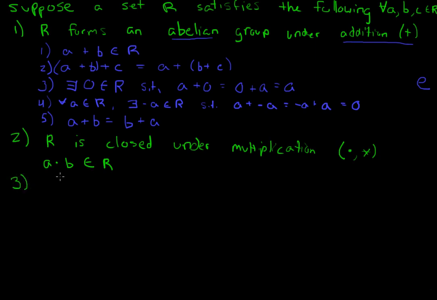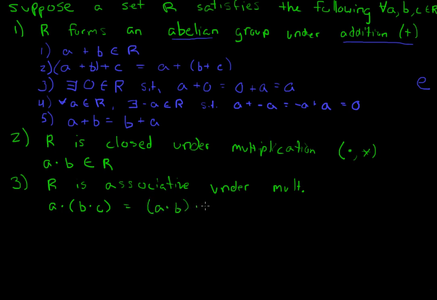3. R is associative under multiplication. Associative under, I'm just going to write mult, short for multiplication. And that tells us that (A times B) times C is equal to A times (B times C), again for all A, B, and C.